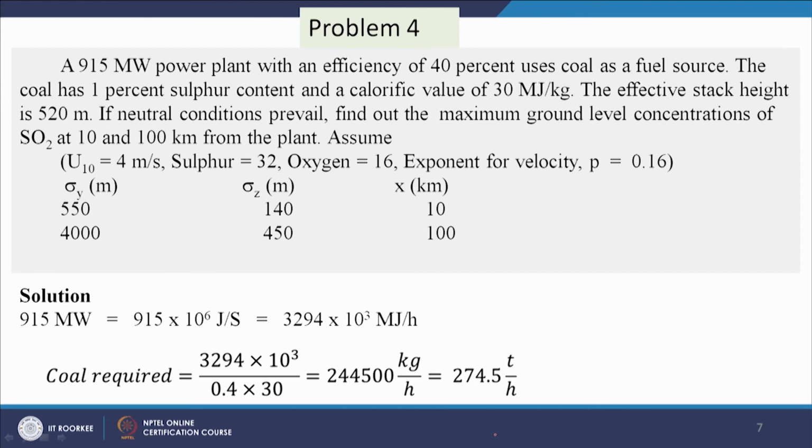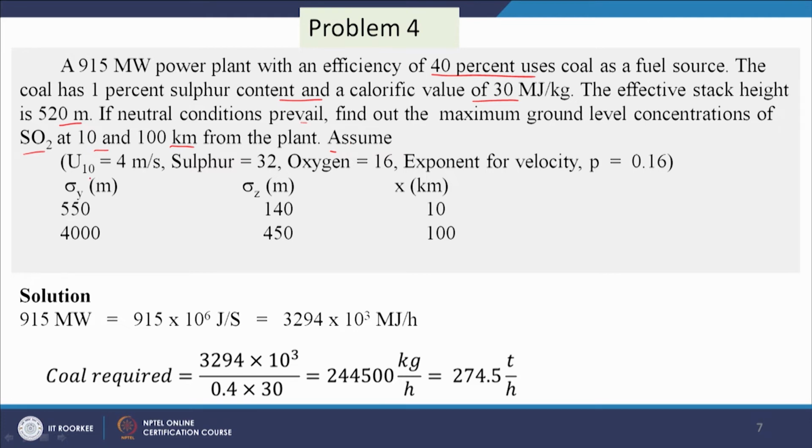Then problem number 4. A 915 megawatt power plant with an efficiency of 40% uses coal as a fuel source. The coal has 1% sulfur content and a calorific value of 30 megajoule per kg. The effective stack height is 520 meter. If neutral conditions prevail, find out the maximum ground level concentrations of SO2 at 10 and 100 kilometer from the plant.